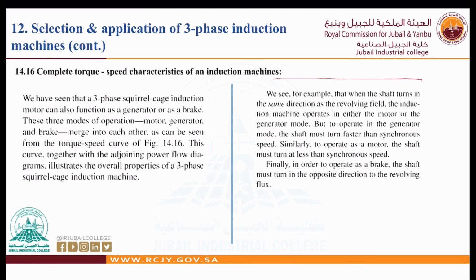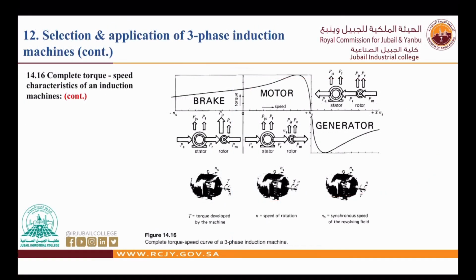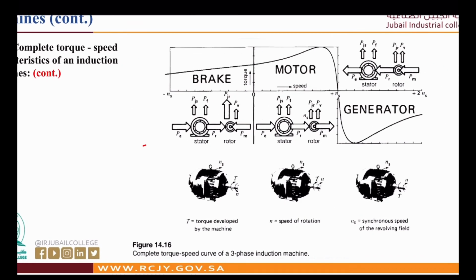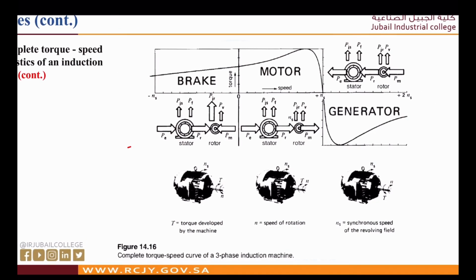This is very important in order to understand. Okay, this is the complete torque speed characteristics of an induction machine. Let me just zoom in. Sorry, let me zoom in. Now, as you can see, we have three modes of operation, which are brake, motoring, and generating.